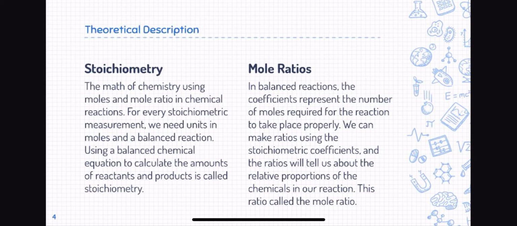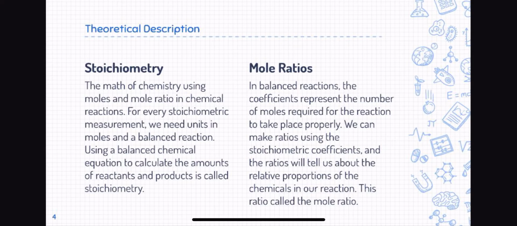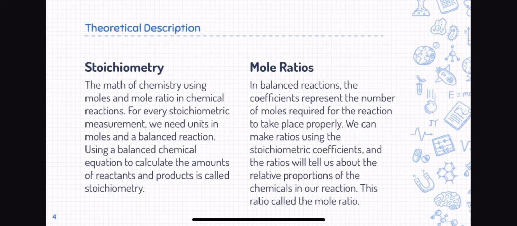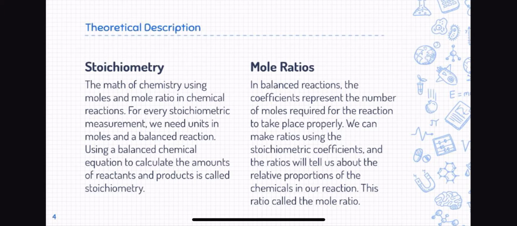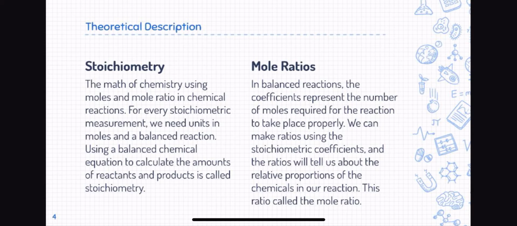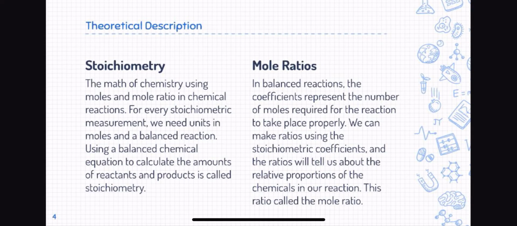Mole ratios. In balanced reactions, the coefficients represent the number of moles required for the reaction to take place properly. We can make ratios using the stoichiometric coefficients, and the ratios will tell us about the relative proportions of the chemicals in our reaction. This ratio is called the mole ratio.